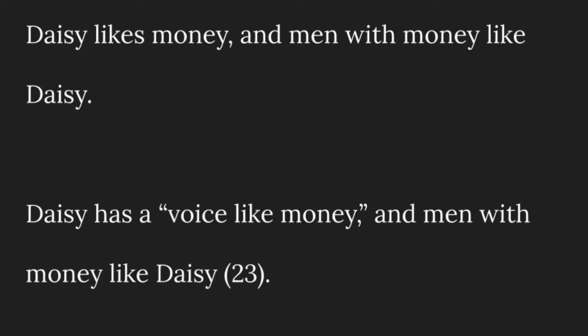She could like these people just for who they are. Probably not, knowing her husband. But how do you know she likes money, or how do you know she's attracted to money? So you can add a quote in there, and now the sentence is, Daisy has a voice like money and men with money like Daisy.